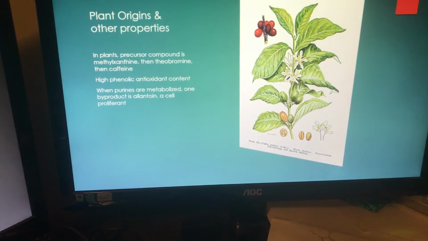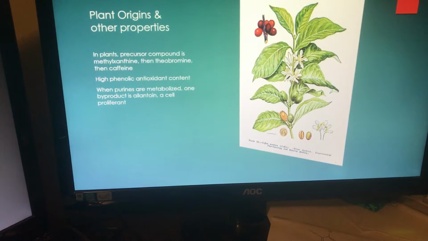Caffeine comes from multiple different plants, mostly associated with Asia and South America. The coffee plant is a South American plant, and the precursor compounds in this plant are the methylxanthine, then theobromine, and that happens throughout the plant's life cycle, probably due to the enzyme activity in the plants.